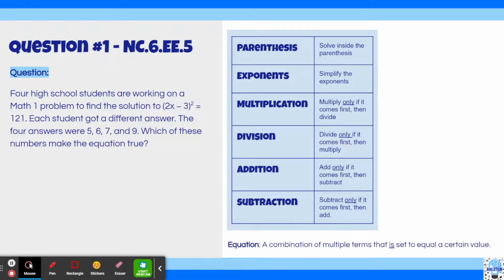Four high school students are working on a Math 1 problem to find the solution to (2x minus 3) squared equals 121. Each student got a different answer. These four answers were 5, 6, 7, and 9. Which of these numbers make the equation true? I have given you the PEMDAS table here to help solve this problem, and I gave a little definition. An equation is a combination of multiple terms that is set equal to a certain value, unlike an expression that isn't. Anyways, pause the video now, and in a few seconds, we'll check our answers.